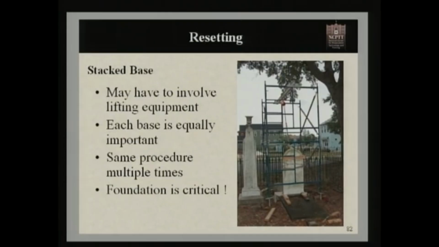It's really important to remember that each base is equally important. The foundation is the most important. It has to be plumb and level. It has to be completely stable before moving on to the next base. And you're going to have to do the same procedure multiple times as you stack each of the bases back on top of each other. Now, once we've got the bases apart, this is the time we want to clean them.